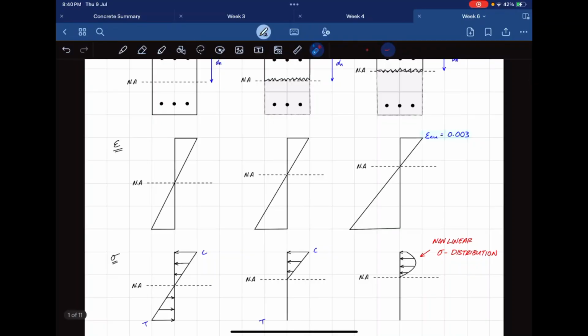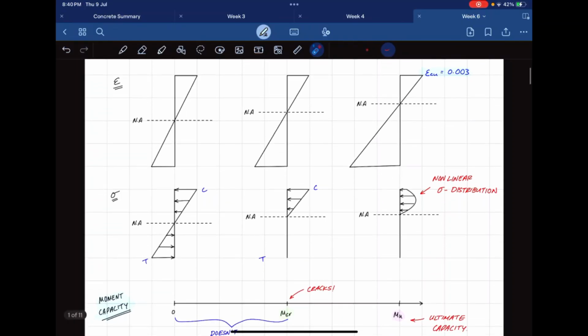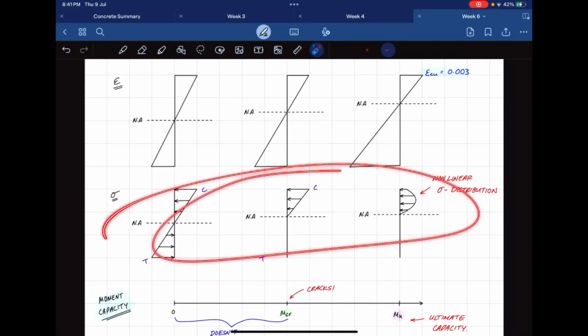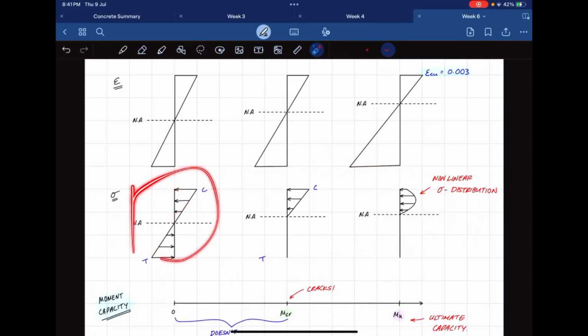Now, strain, not too big of a deal. The only important thing is this. Stress is a bit important as well. It's actually really important, so I'll explain what goes on. This is what our stress distributions look like. For your elastic stage, you've got both compression and tension for your concrete.